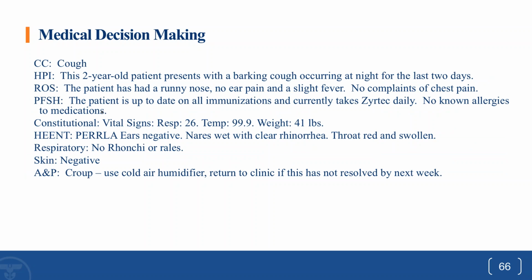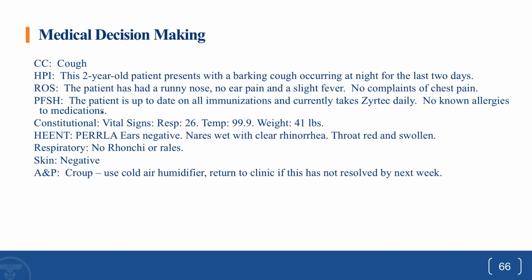So the medical decision making, remember we did look at this, this is the chart here. We looked at the chief complaint, HPI, review of systems, past family social history. We counted on the exam. And AMP stands for assessment and plan. Assessment and plan. Okay, so what did we end up with?